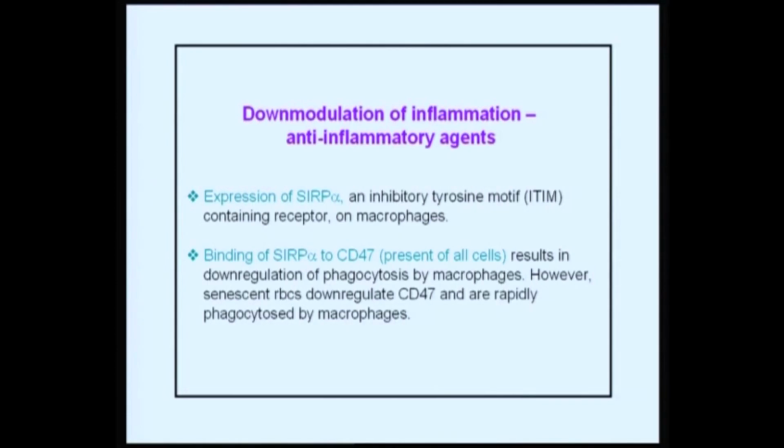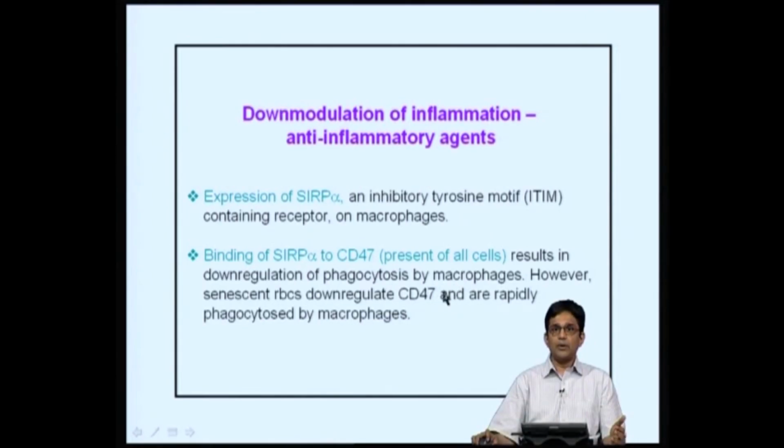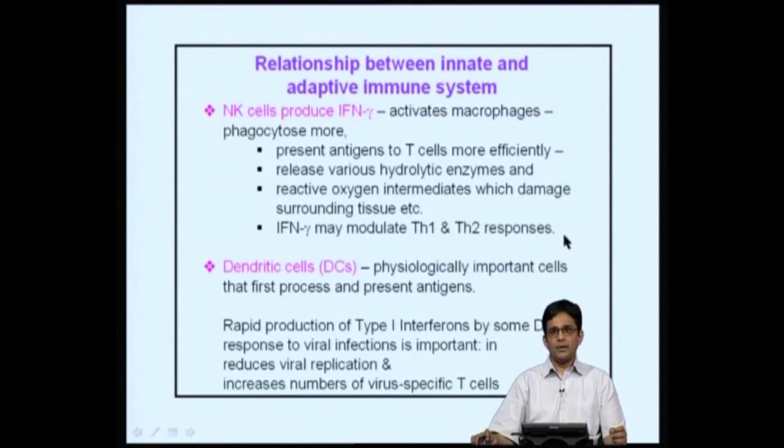Okay, one of the examples of down modulation of inflammation shown over here is the expression of SIRP alpha, which is an inhibitory tyrosine motif containing receptor on macrophages. Now, usually binding of this to CD47 results in down modulation of phagocytosis. However, as RBCs age, they down regulate CD47, and these aged RBCs are rapidly phagocytosed by macrophages. So, this is an example again of molecules that play an important role in phagocytosis and how you can down modulate the responses.